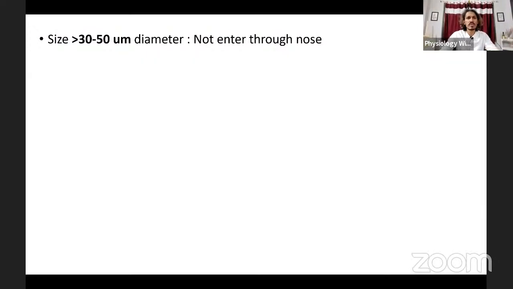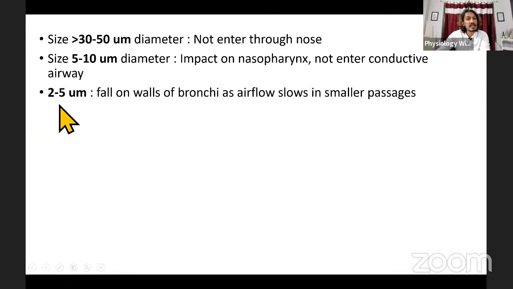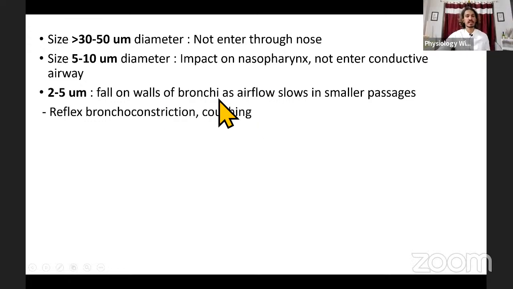So particles which are around 30 to 50 micrometer diameter, first of all, won't enter through the nose. Okay. Around 5 to 10 micrometer diameter get impacted in the nasopharynx only and will never enter the conducting airway. So we have all these hairs, vibrissae, which are there. So they do not allow them to go beyond the nose. Then 5 to 10 diameter, nasopharynx only, they get stuck. Things which are less than that will fall on beyond it and fall in the bronchi. Now, this is where your protection happens.